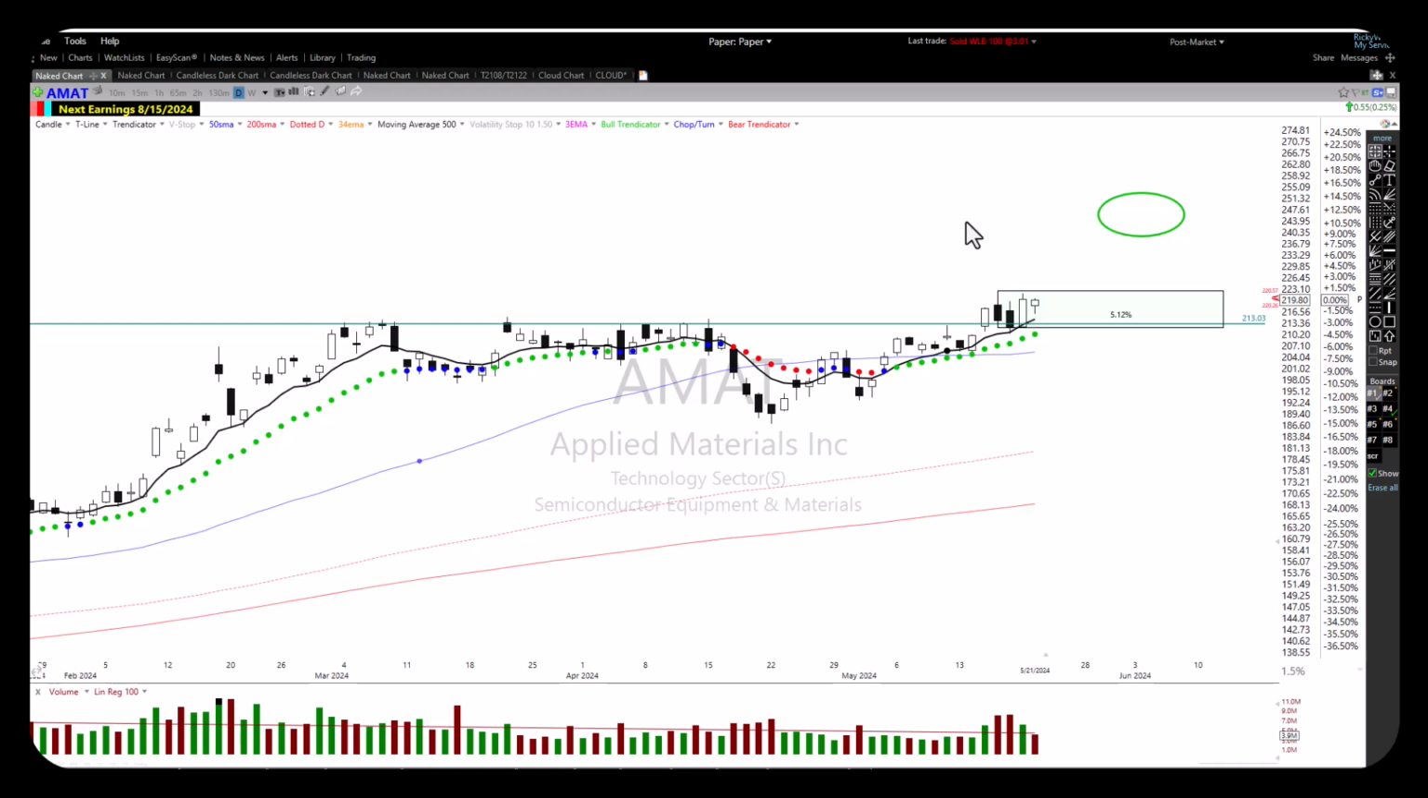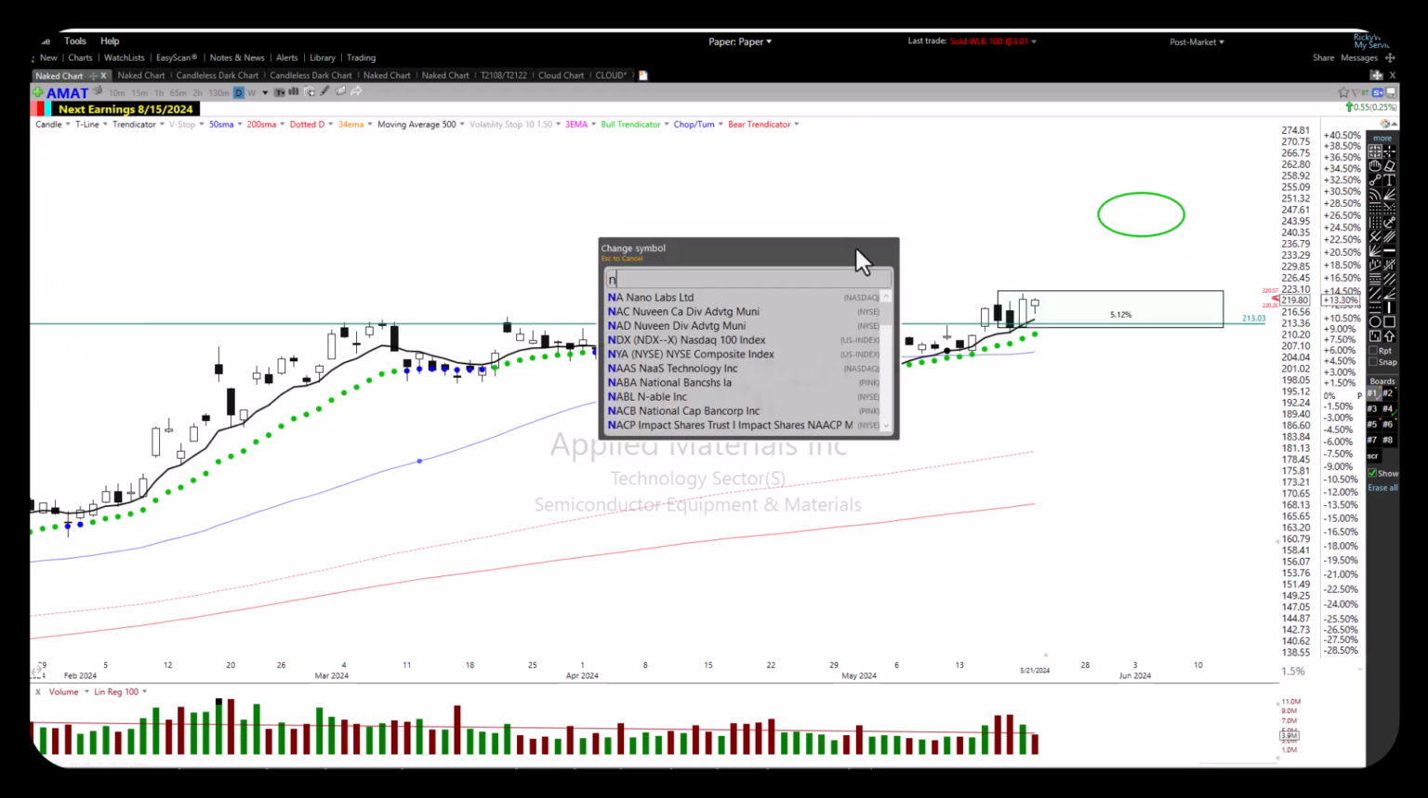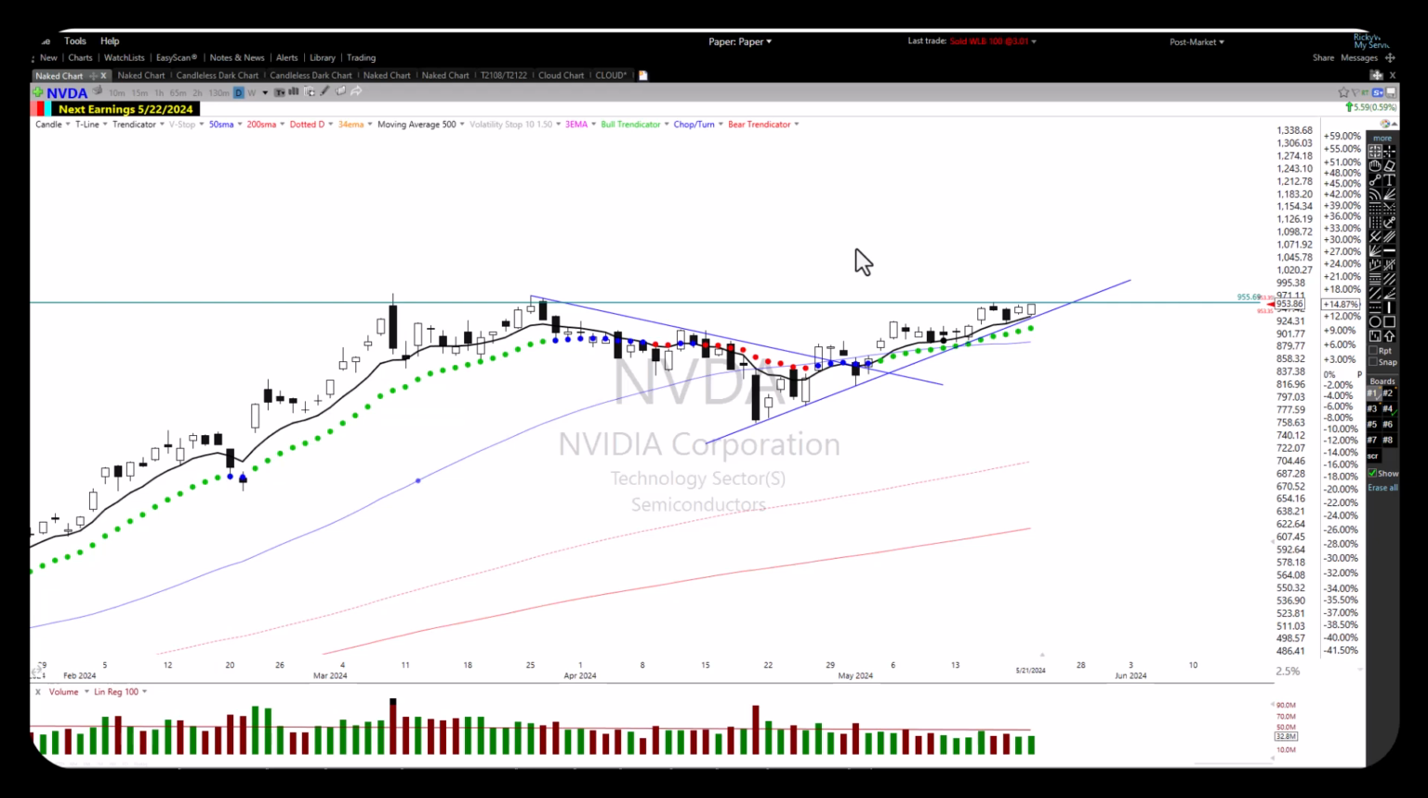See, Malcolm, you didn't buy it back there because it had earnings. I just bought it today, this afternoon, and you keep your powder dry to buy NVIDIA before earnings. We'll get to NVIDIA because I did buy NVIDIA. Oh, it's the next one up. I'm just walking up the list here. So NVIDIA, let's look at NVIDIA. So here's NVIDIA. I did buy NVIDIA today.